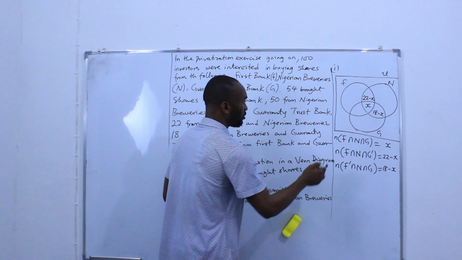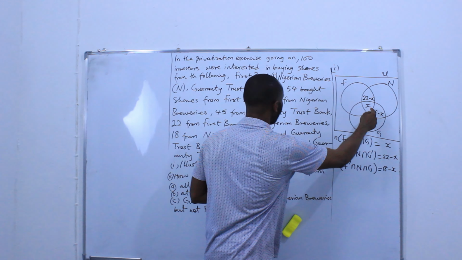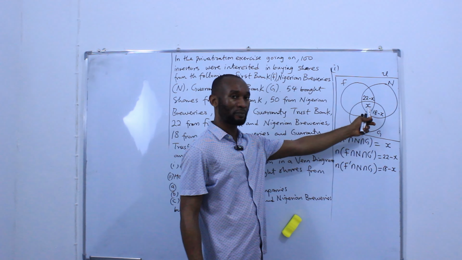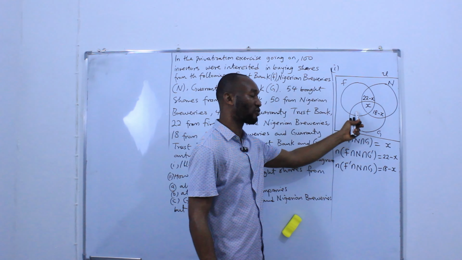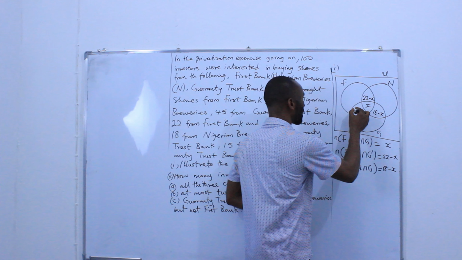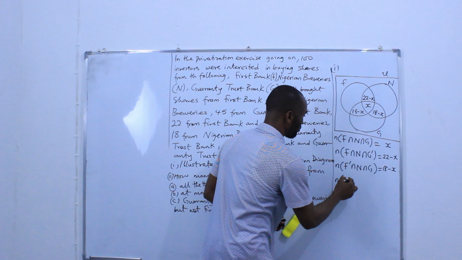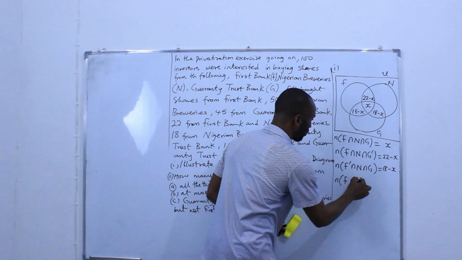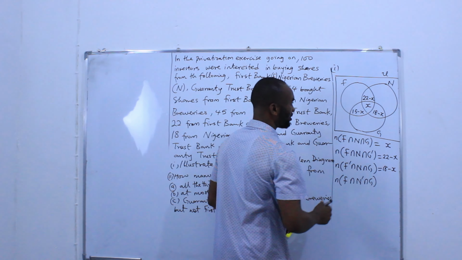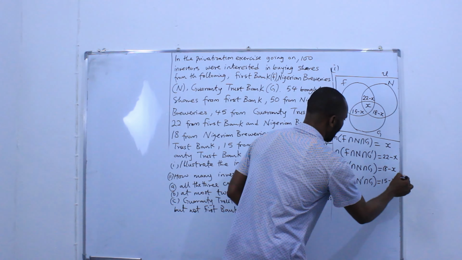All right, now the overlap for First Bank and Guaranty Trust Bank is here, which represents 15. Already X is represented, so the remaining portion of that F and G overlap is now 15 minus X. So the number that bought from First Bank and Guaranty Trust Bank but not from Nigerian Breweries is 15 minus X.